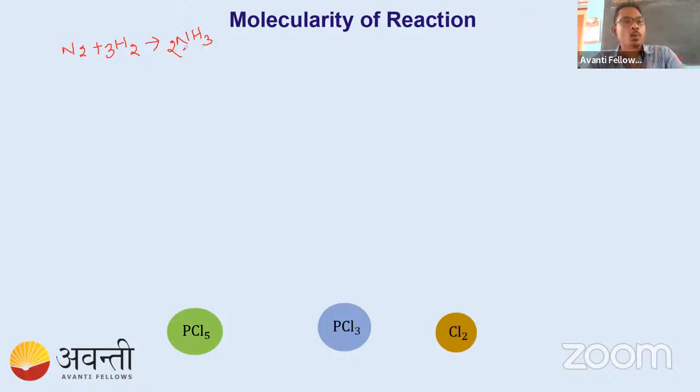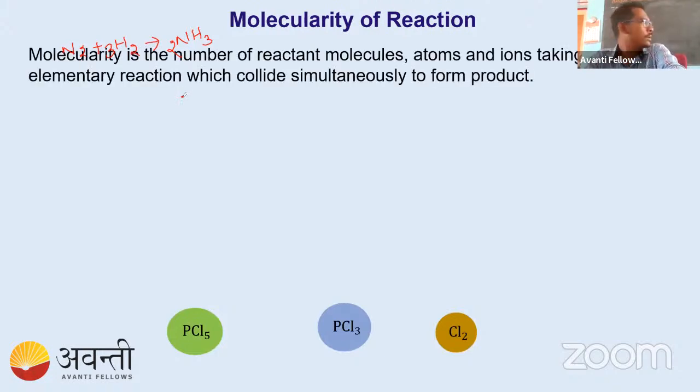Just remember, whatever the amount of nitrogen and hydrogen you are taking, all the atoms or molecules will not give you the product. Only some molecules give you the product, and the number of particles which give you the product is called molecularity. So what is molecularity? Molecularity is the number of reactant molecules, atoms or ions taking part in an elementary reaction which collide simultaneously to form the product.